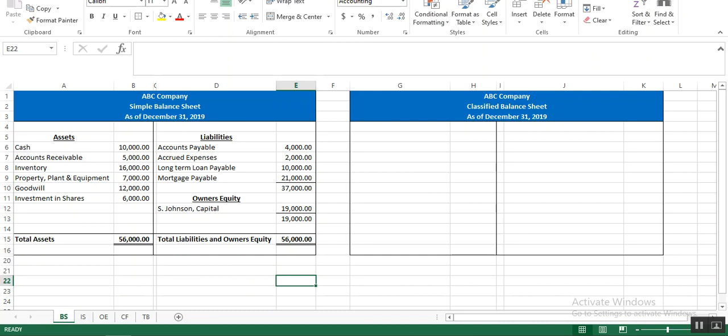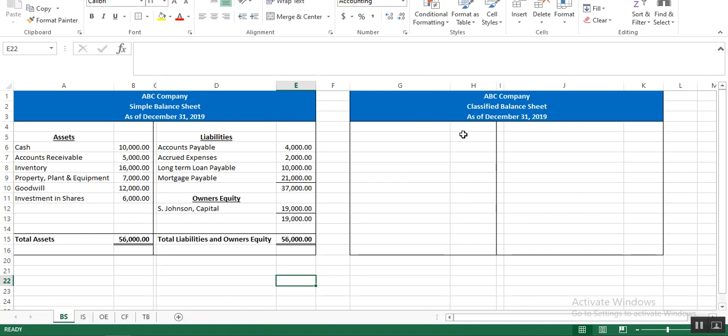So what I'm going to do is take this simplified balance sheet here and convert it into a classified balance sheet so you can see the process, and so that you can see that even after doing the classified balance sheet, the numbers and the totals for each category should still tie back. My total assets should still be 56,000. Total liabilities should still be 37,000 and owner's equity should be 19,000, with total liabilities and owner's equity of 56,000. And as you can see, bada bing, bada boom, they agree. So let's get started.